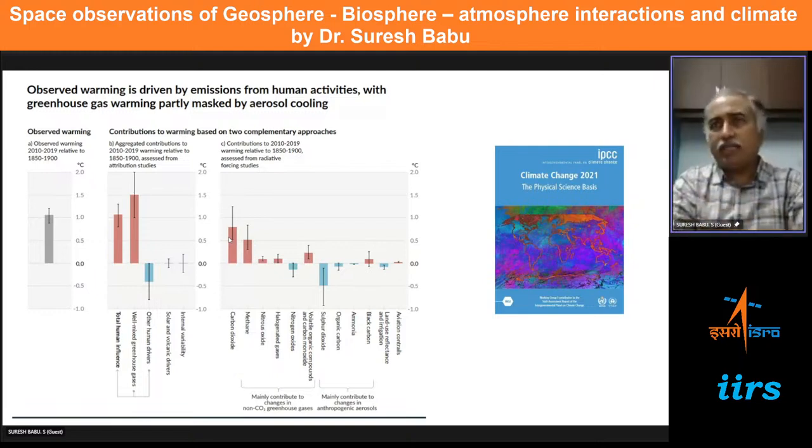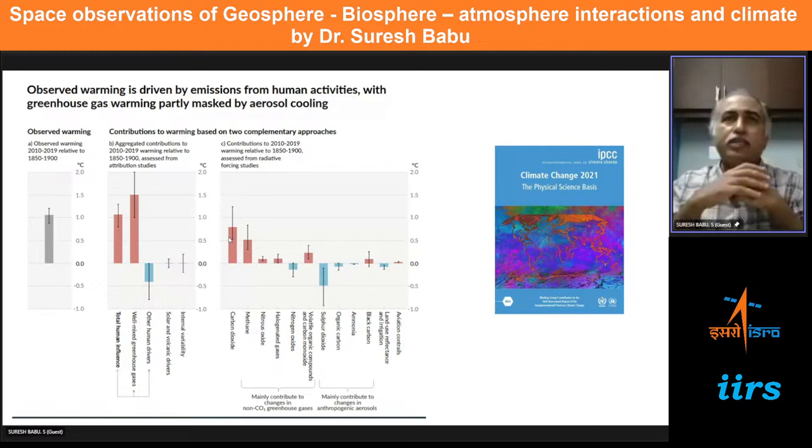And the latest report, released in 2021, says that the observed warming in the last decade relative to 100 years back is around 1 degree Celsius, which is actually the combined effect of the warming due to greenhouse gas emissions as well as the cooling due to aerosols. So it is very important to understand the warming effects.